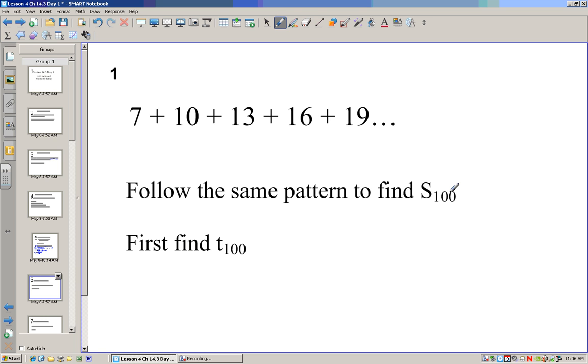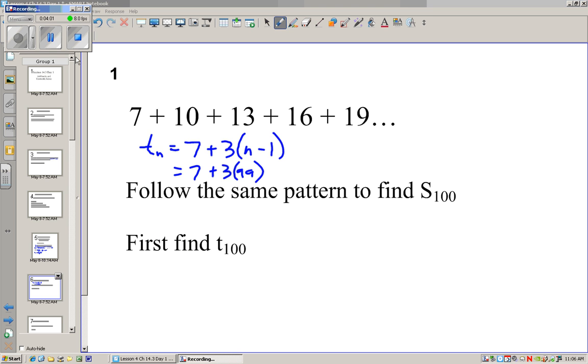So now if we want to find the sum of the first 100 terms, what we need to first find is t sub 100. So we have to look at my arithmetic equation, which is my first term plus my common difference times n minus 1, which if I plug in 100, is going to be 7 plus 3 times 99. Now the answer to this is 304. So my t sub 100 is 304.